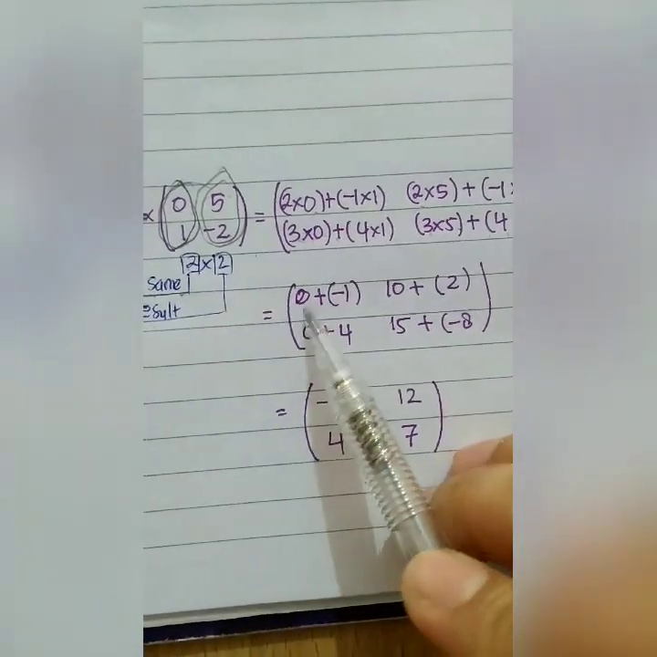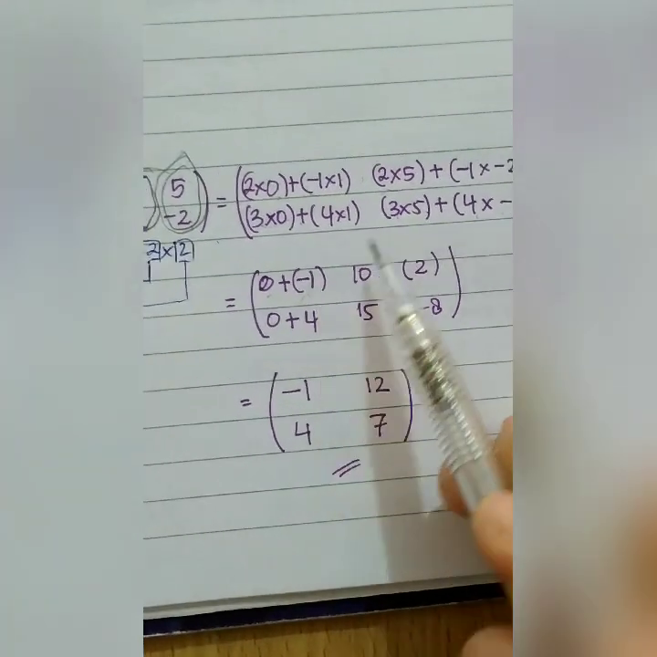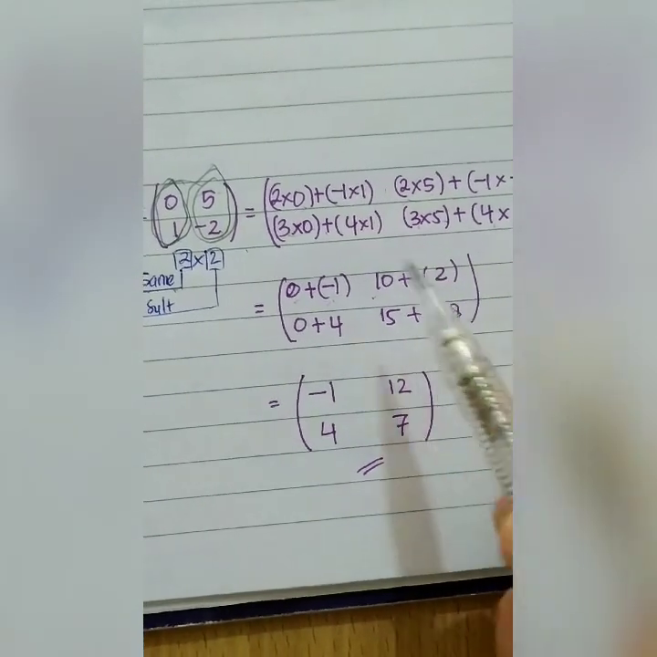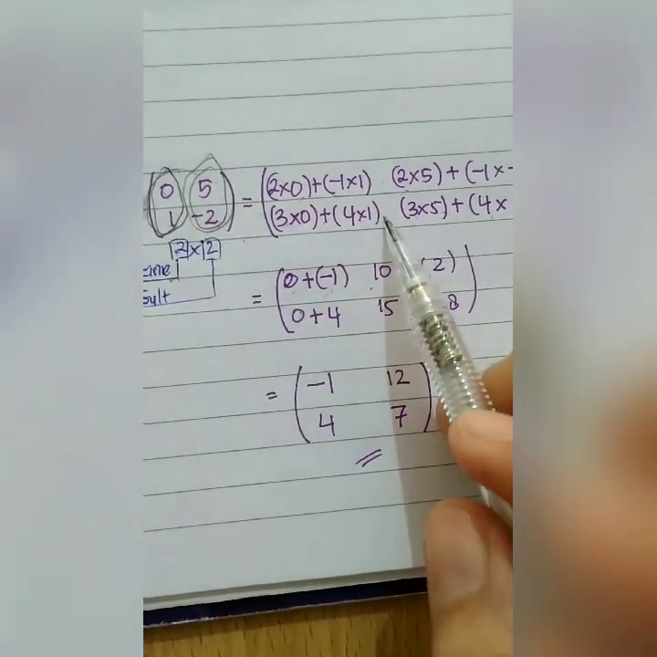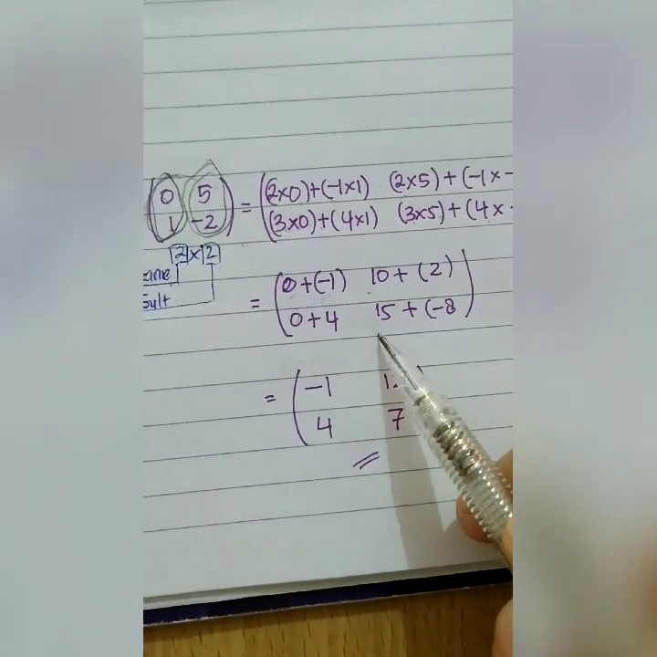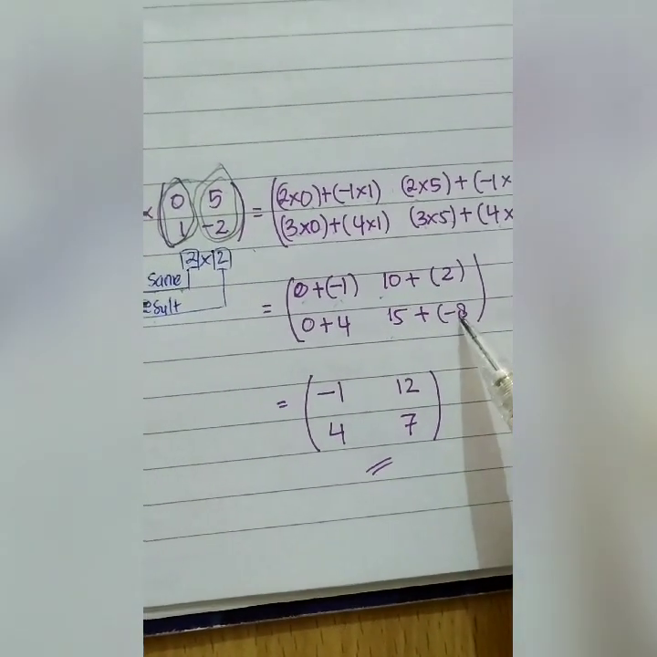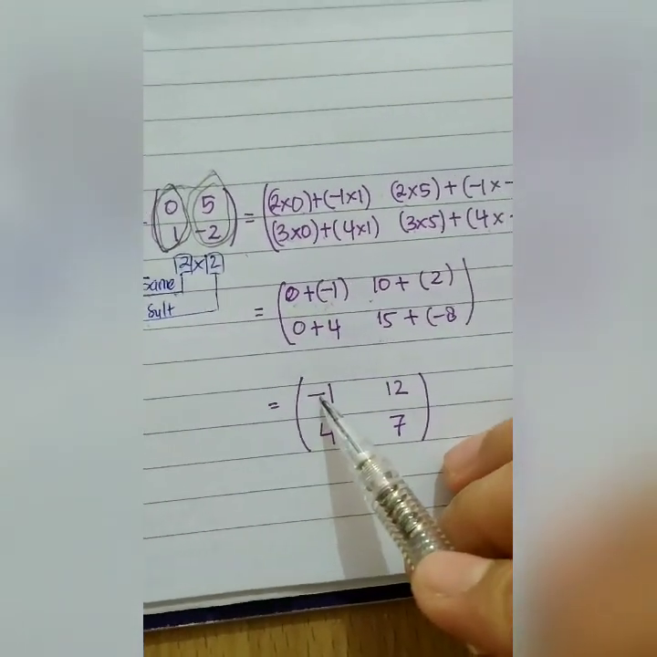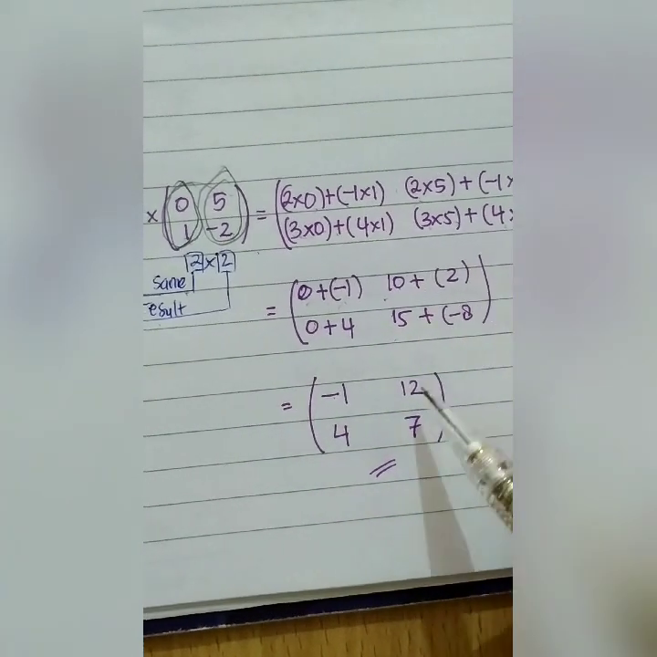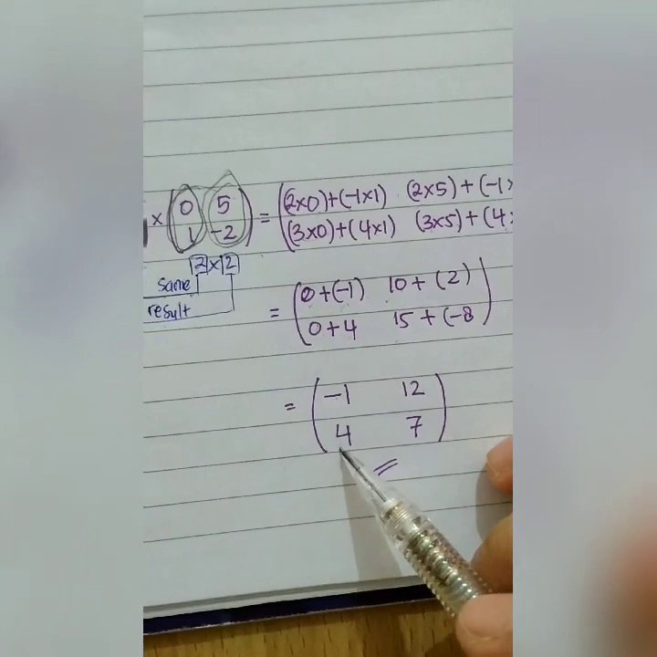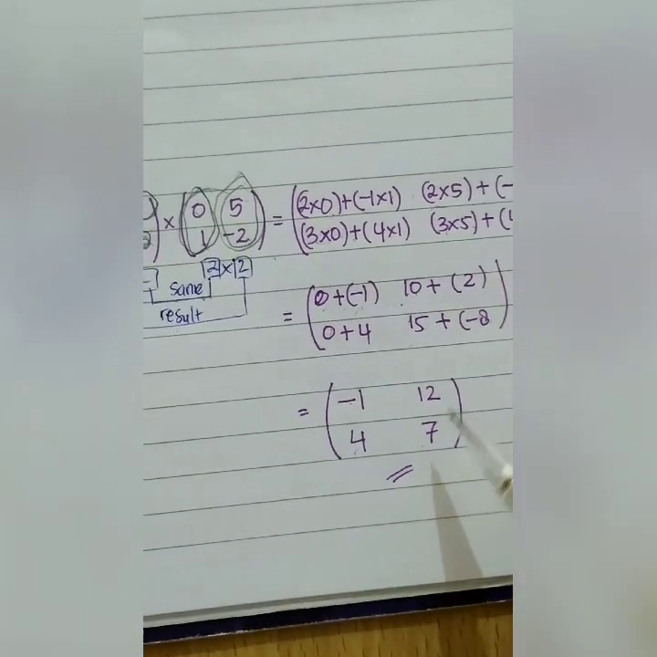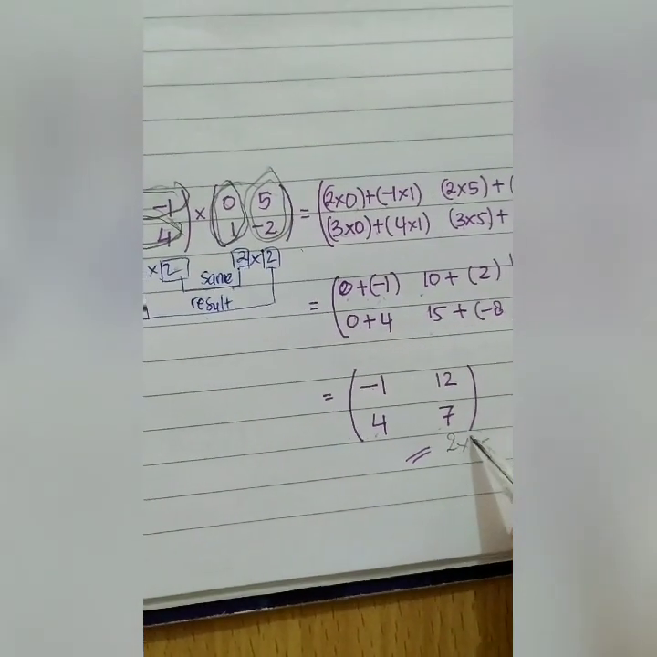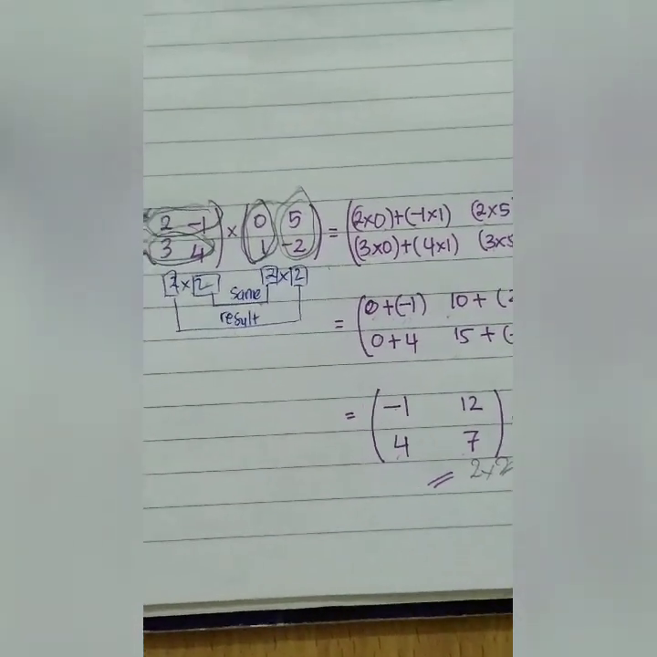2 times 0 is 0, negative 1 times 1 is negative 1. Then 2 times 5 is 10, negative 1 times negative 2 is 2. 3 times 0 is 0, 4 times 1 is 4, 3 times 5 is 15, and then 4 times negative 2 is negative 8. Now we simplify again. 0 plus negative 1 is negative 1, and 10 plus 2 is 12. 0 plus 4 is 4. 15 plus negative 8 is 7. So the order of our answer is 2 by 2, and the calculation is correct.